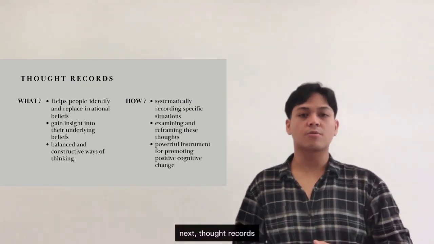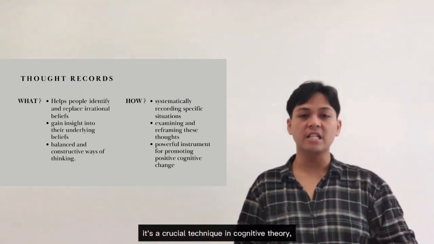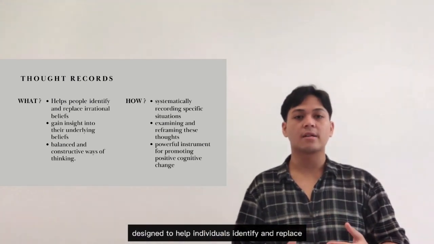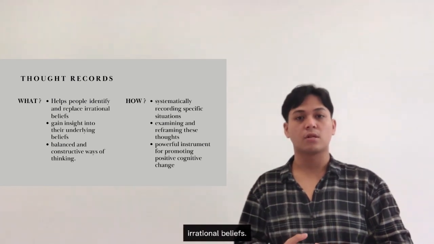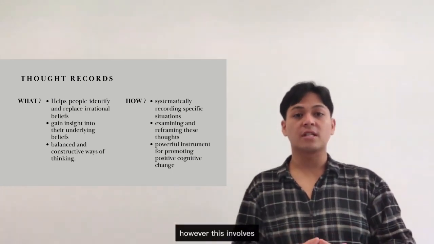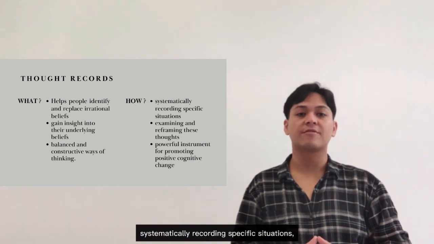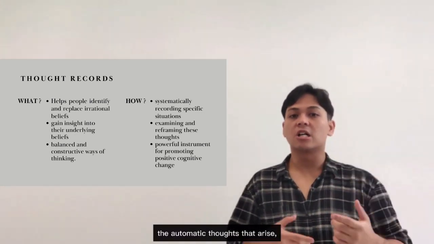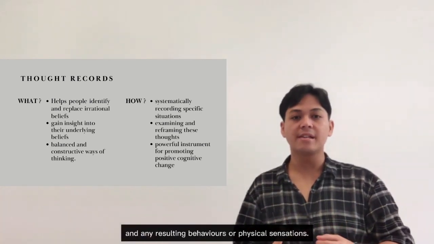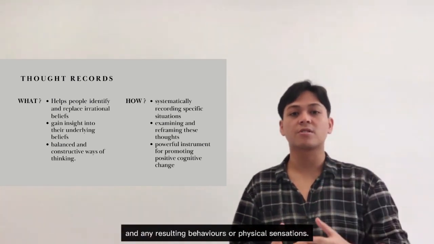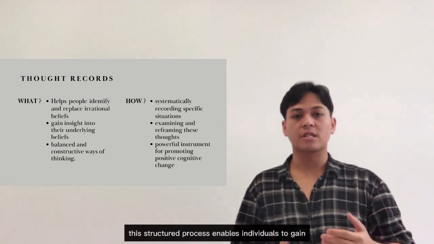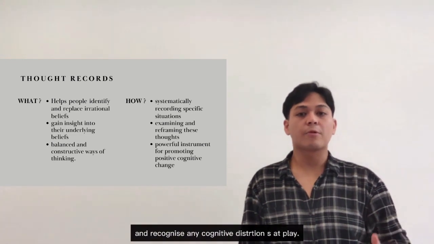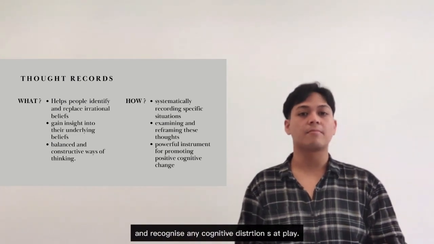Next, thought records. It's a crucial technique in cognitive theory, designed to help individuals identify and replace irrational beliefs. This involves systematically recording specific situations, the automatic thoughts that arise, associated emotions, and any resulting behaviors or physical sensations. This structured process enables individuals to gain insight into their underlying beliefs and recognize any cognitive distortions at play.